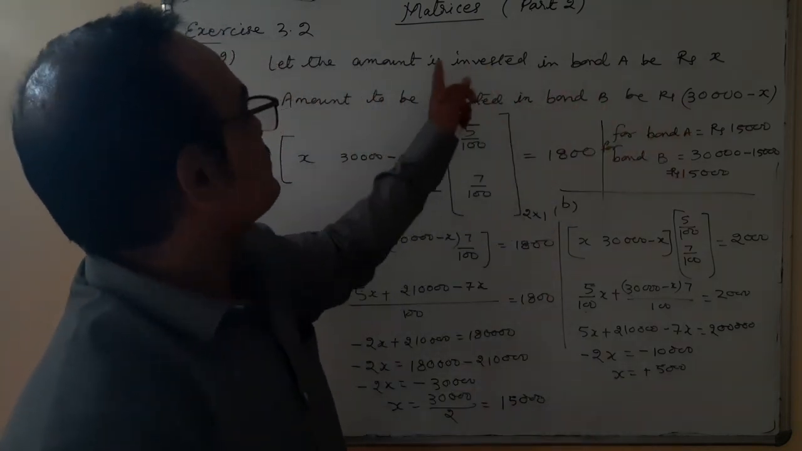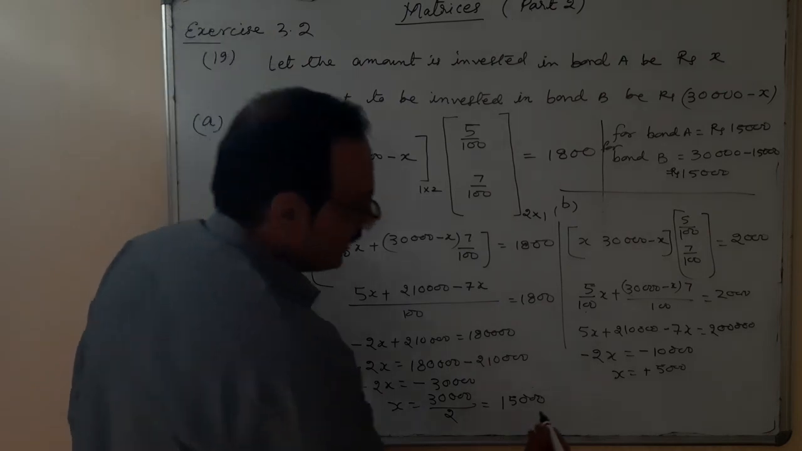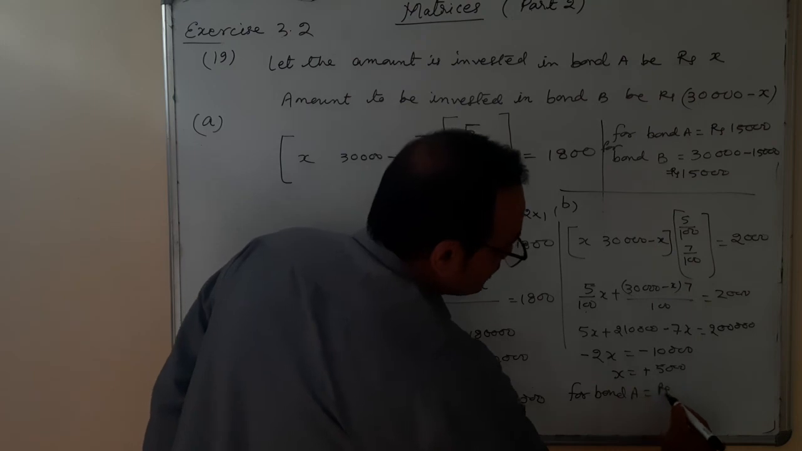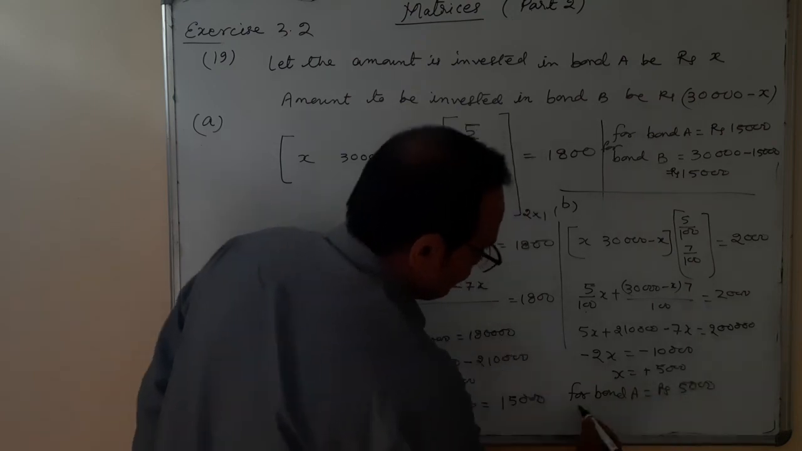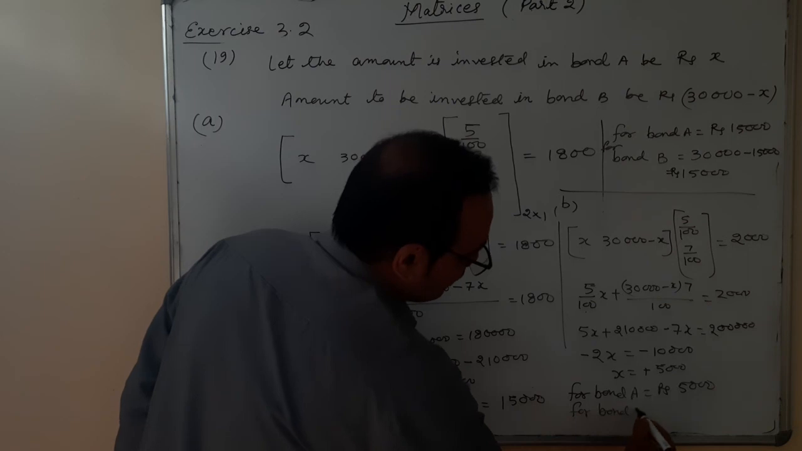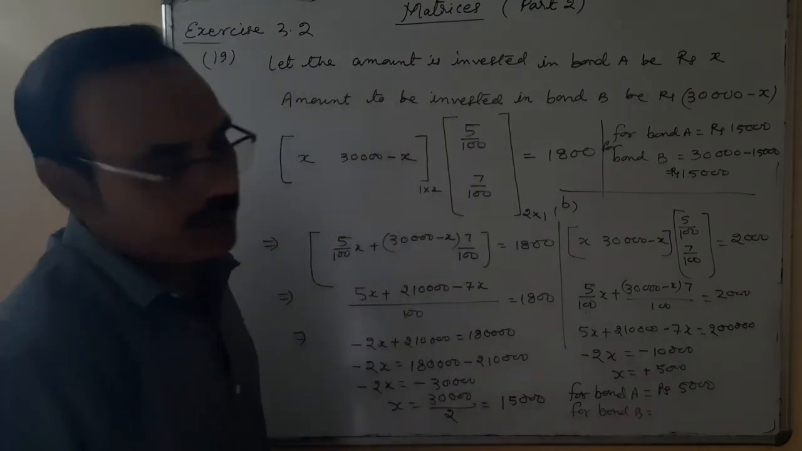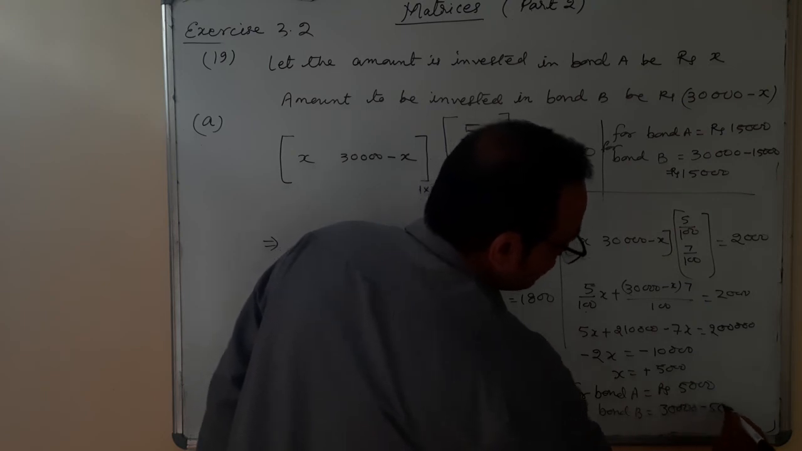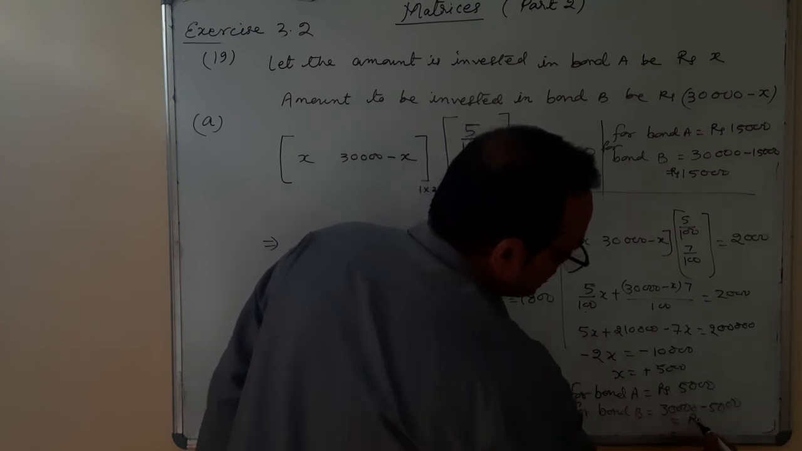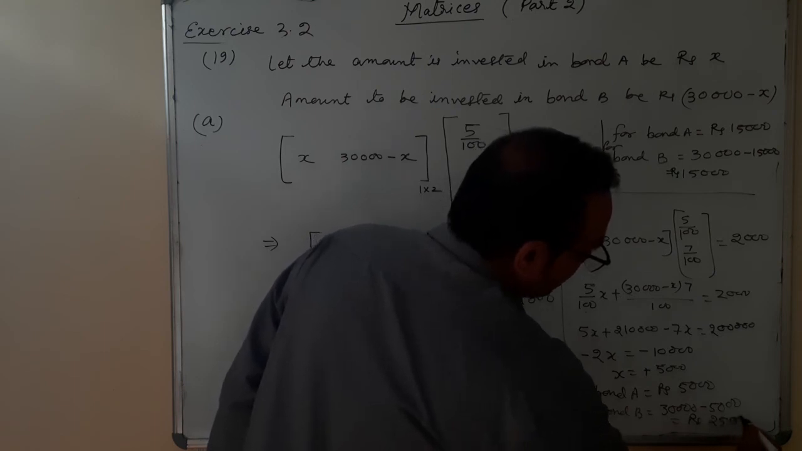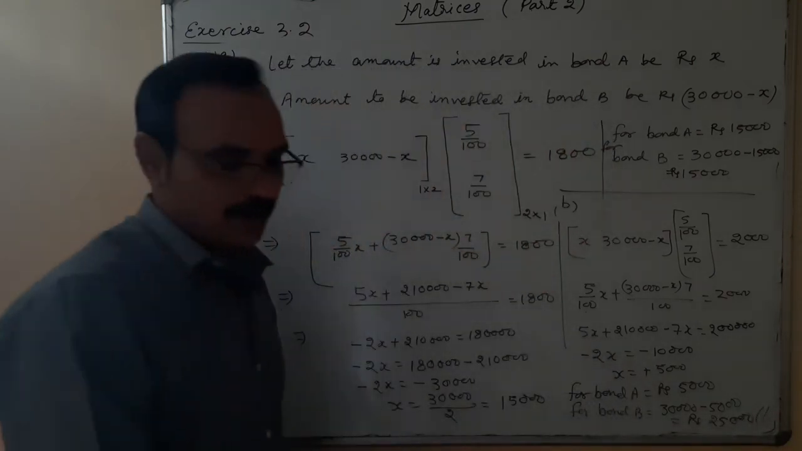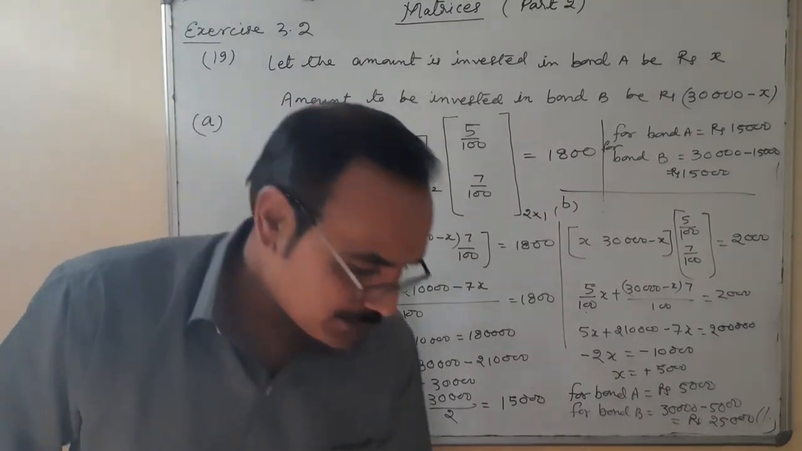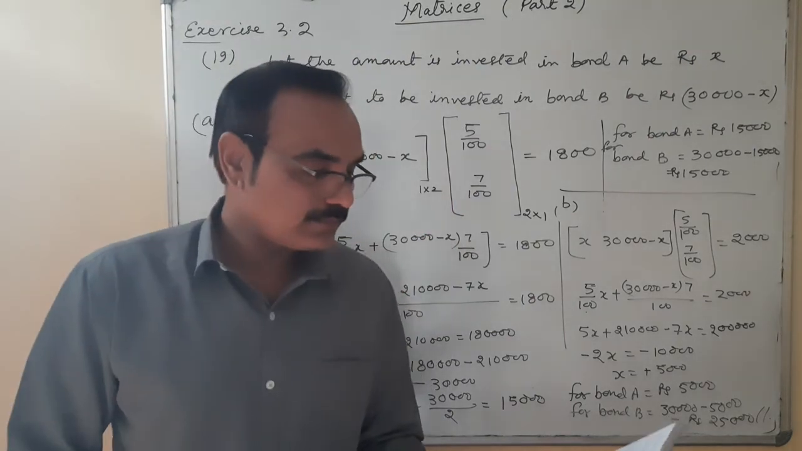So in the second case, the amount for bond A is rupees 5,000. For bond B, how much amount will be invested? 30,000 minus 5,000. What is left? 25,000. Okay. So this is question number 19.